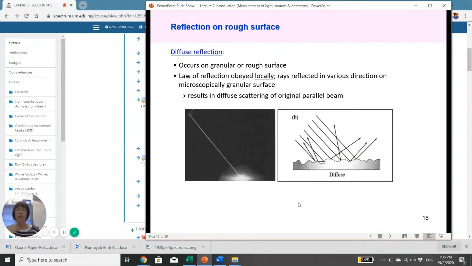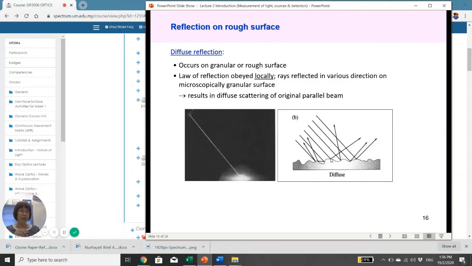Now, what happens when the surface is not smooth, when it is rough? If you look under the microscope, the surface would have unevenness. So if you consider a beam of light with parallel rays, when it hits this surface, it gets reflected here. The law of reflection, mind you, is still applicable. But when it hits here, it gets reflected this way.